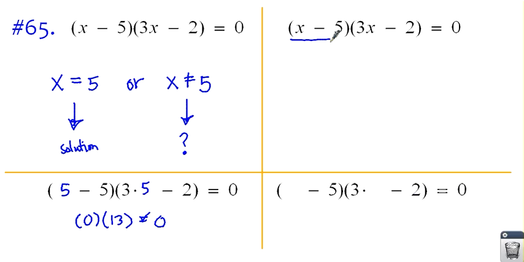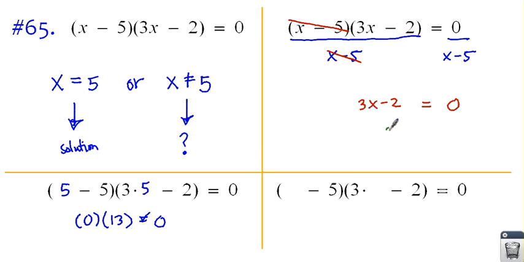And if x isn't 5, then we're perfectly allowed to divide both sides of the equation by x minus 5. Knowing that we're not dividing by 0, we can feel safe and comfortable in doing that. On the left side of the equation, we get x minus 5 divided by itself, which is 1. We can cancel those out. On the right side of the equation, we get 0 divided by something, which always equals 0. So we are left after cancellation with the equation 3x minus 2 equals 0, which is an awful lot easier to solve. We're almost done.